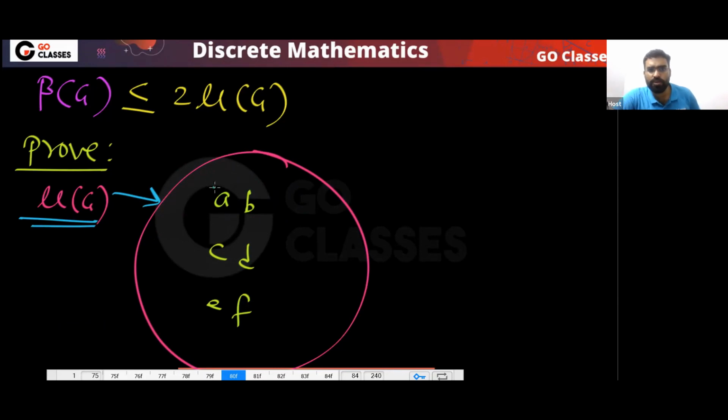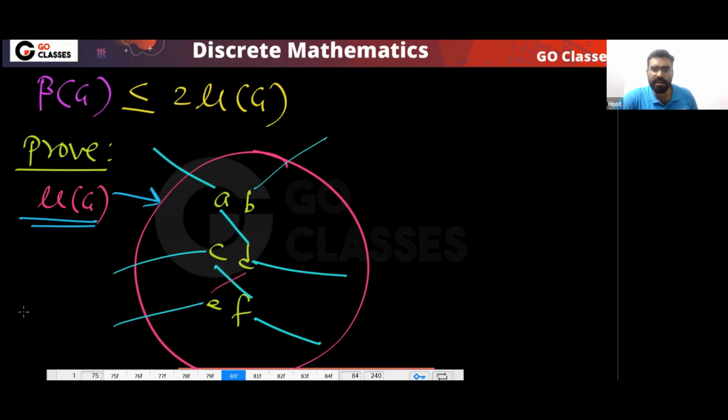In the graph, you can have this edge, this edge, these edges. But tell me, is this edge possible? Why is this not possible? What is the reason? Please tell me the reason.